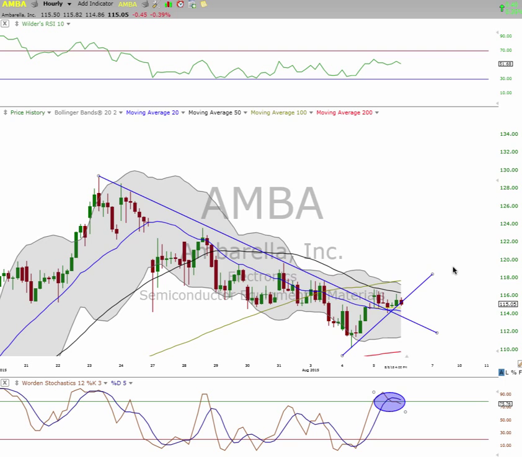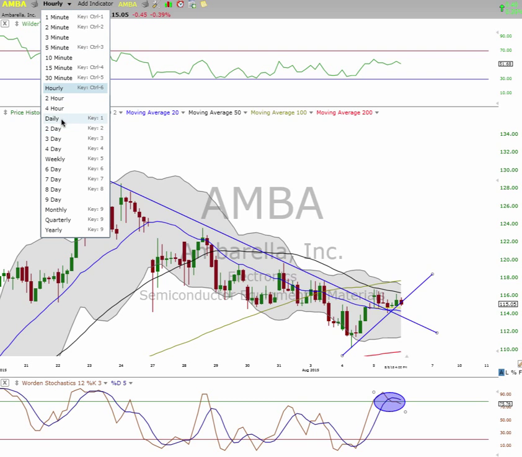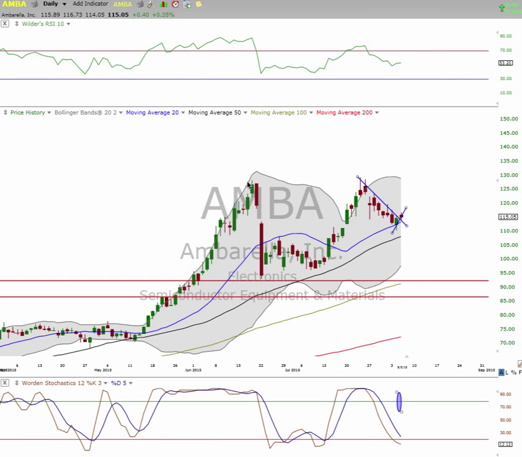No big deal. Again, this is the hourly. This isn't long term or short term. It's very, very short term, just a trade setup.